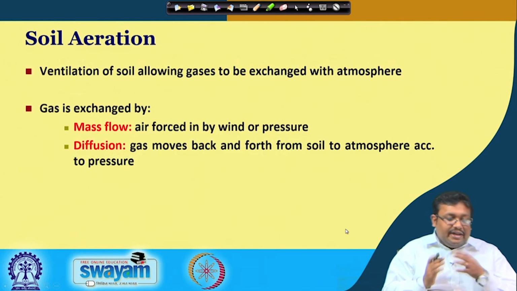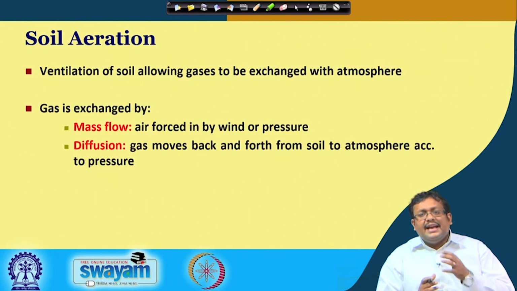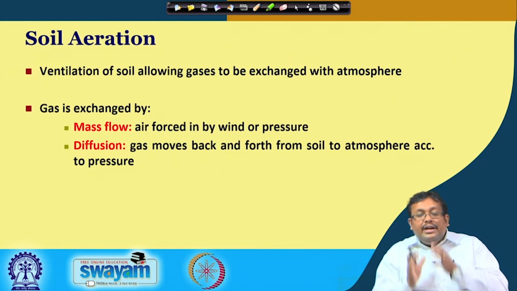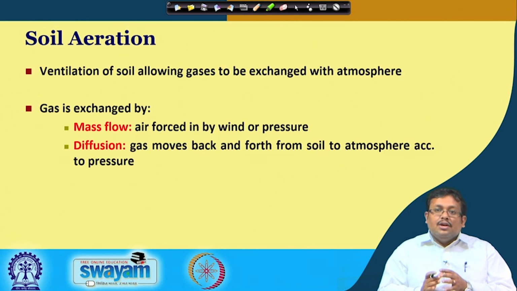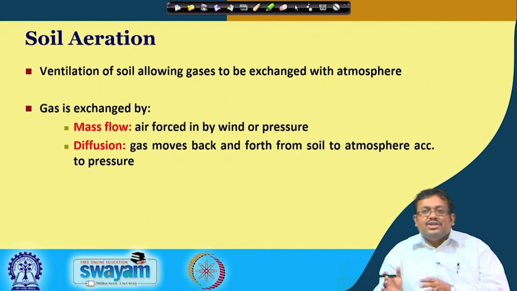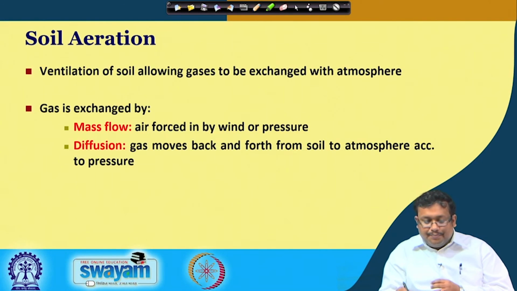Soil aeration is the ventilation of soil allowing gases to be exchanged with the atmosphere, and gas is exchanged by two major forces. One is called mass flow, another is diffusion. Mass flow is air forced by wind or pressure, whereas diffusion is when gas moves along the concentration gradient, that means from high concentration to low concentration.